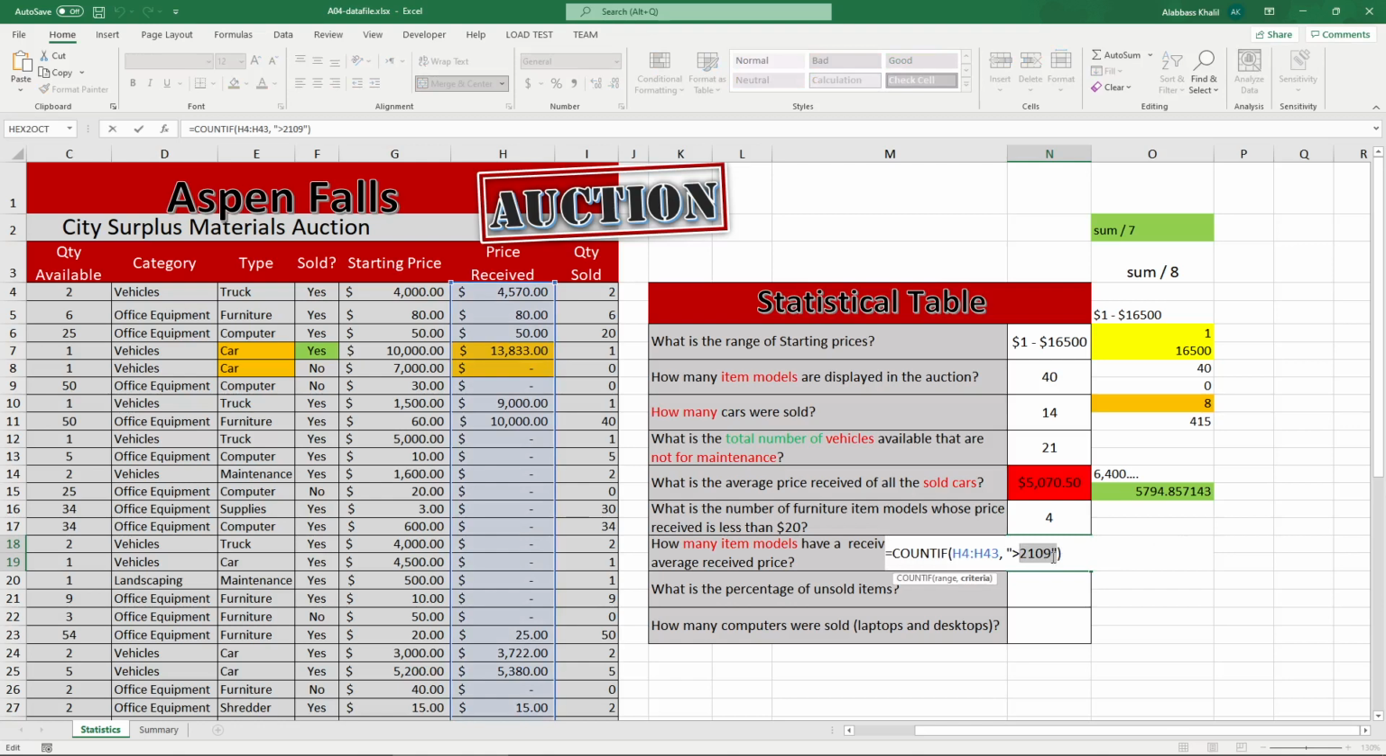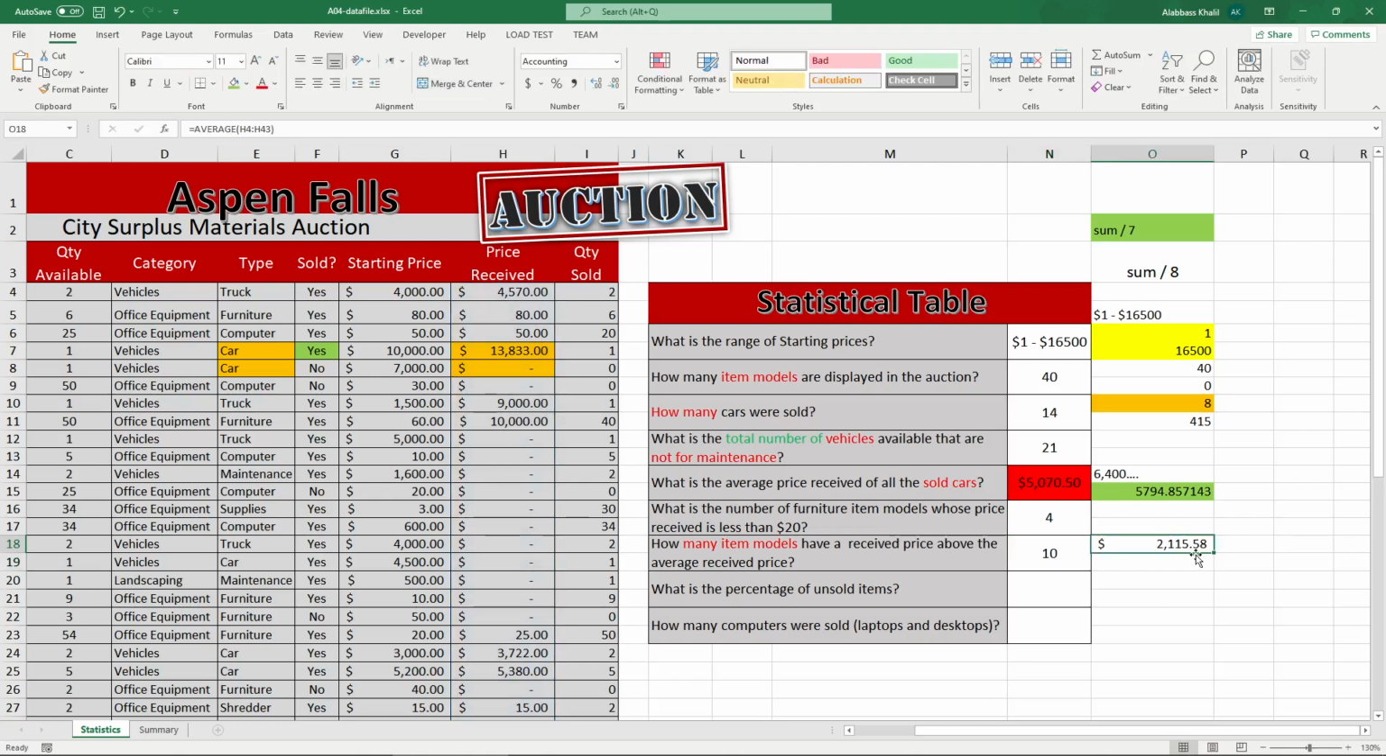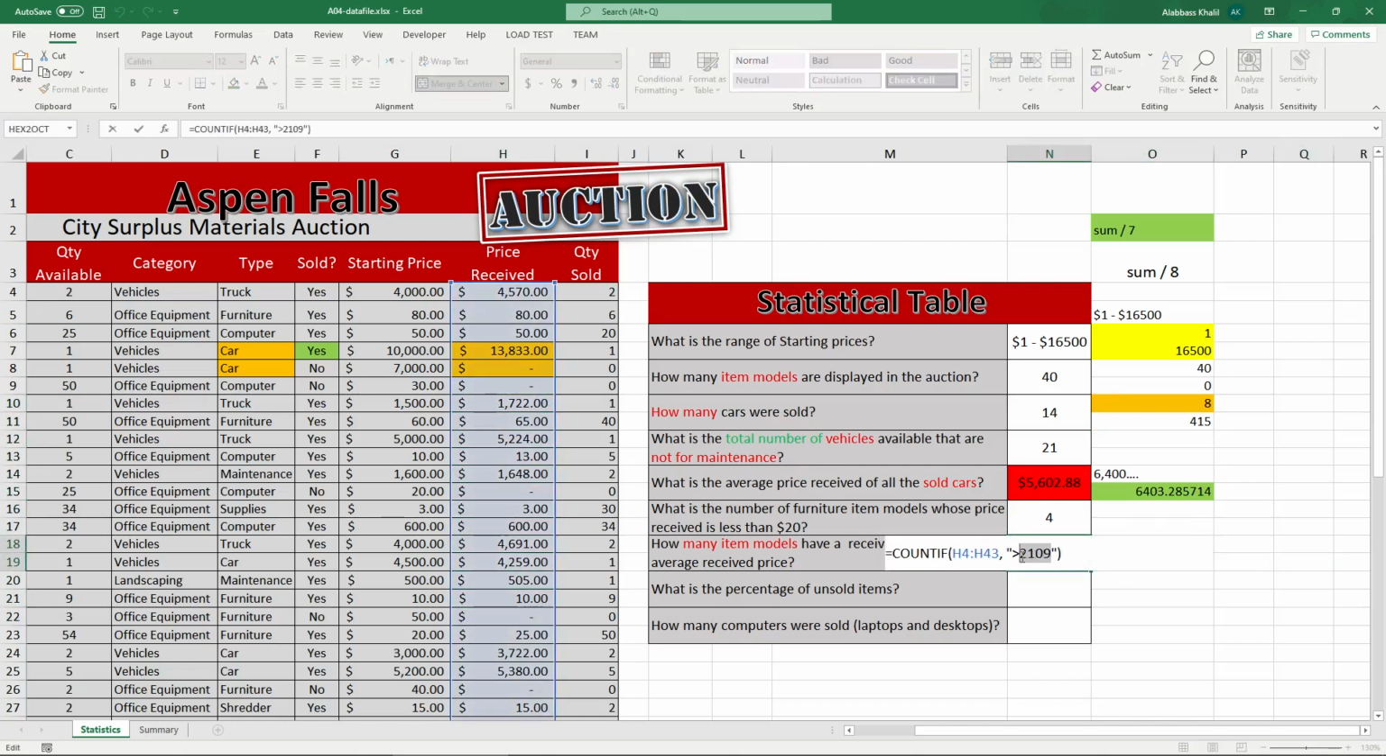If you specifically wrote 2109, but the average changes and now it's 2115, your answer is now wrong because they're saying we want it to be bigger than the average, but what you're doing is just checking for the specific number. So let me undo all these numbers that I wrote. We don't want this. So instead of doing this, the correct way of doing it, you have to concatenate it with the actual average.